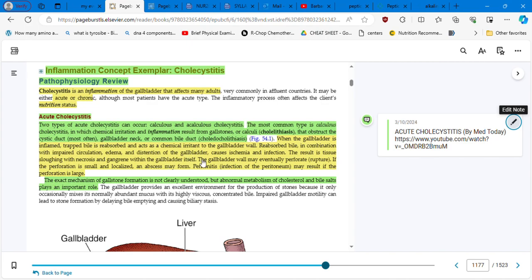So we have two types of cholecystitis. Let's review calculous and acalculous cholecystitis, right? The most common type is calculous cholecystitis, in which chemical irritation and inflammation result from gallstones or calculi, cholelithiasis. Calculi is called cholelithiasis.